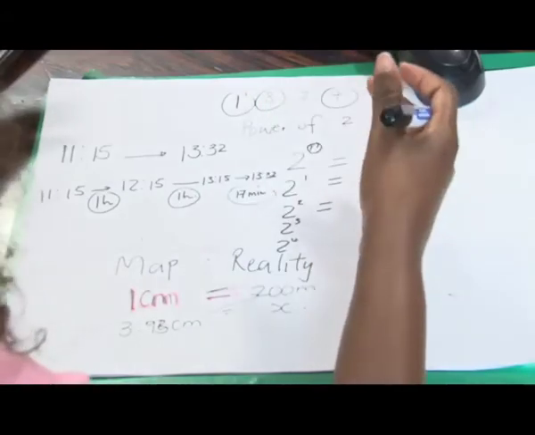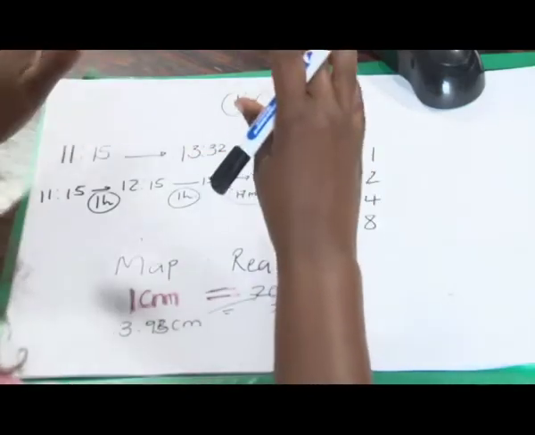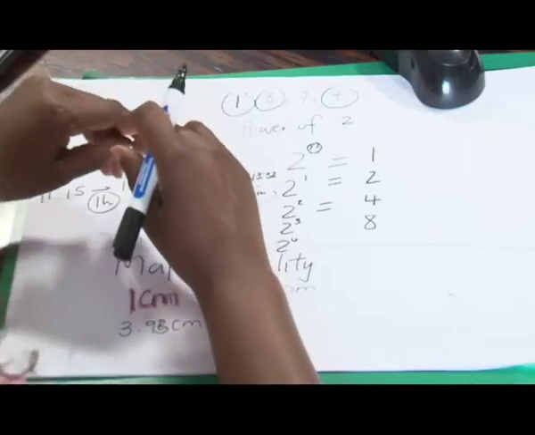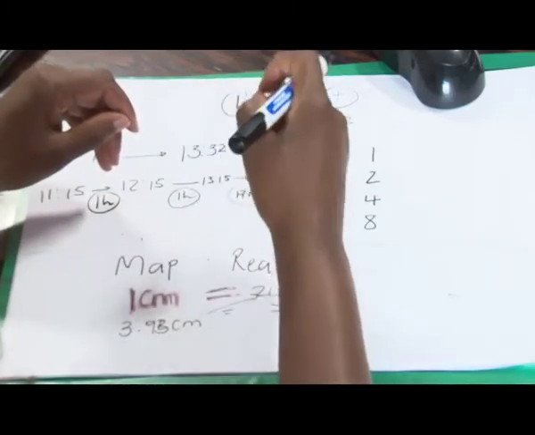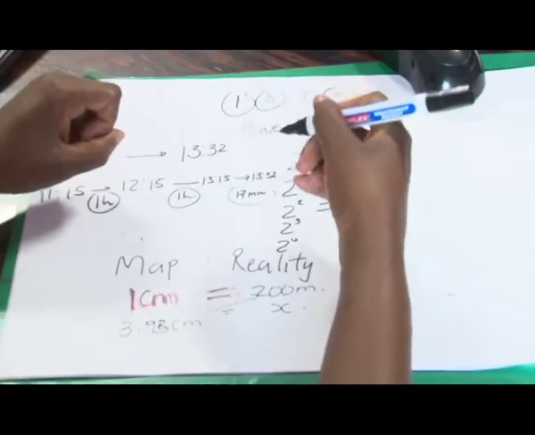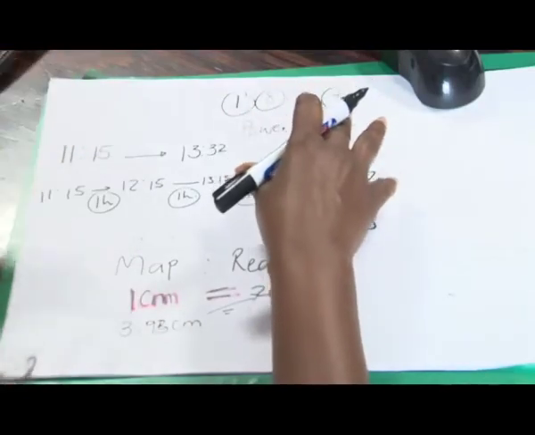Now, in a town, the main shopping center is situated 650 meters away from the bus station. A map is drawn using the scale of 1 centimeter representing 250 meters. Calculate the distance between the shopping center and the bus station on the map. Now you are calculating the distance on the map. So you should know which one you are calculating, whether it's the distance on the map or in reality.